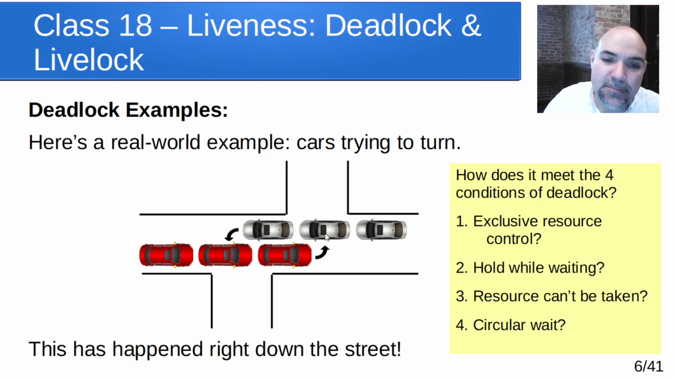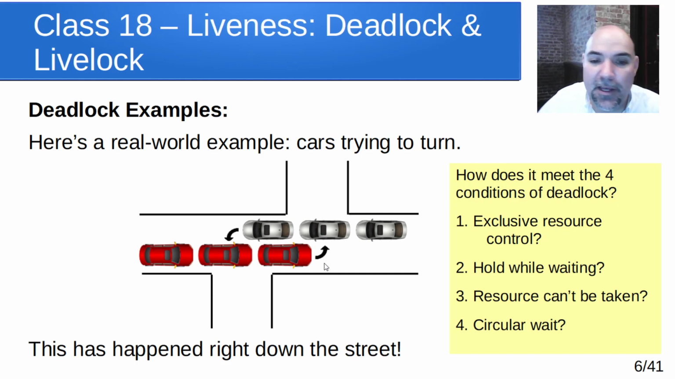So this car, for example, the white one in the middle there, is stuck on the road while it's waiting for a car in front of it. Resources can't be taken. There's nothing that can force them out of that spot. There's no third party that comes in and magically attaches a crane to the car and lifts it out of there or pushes it out of the way.